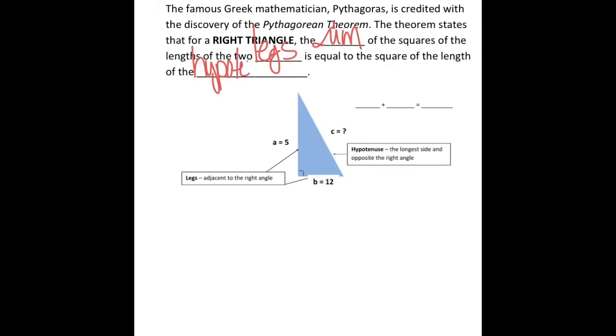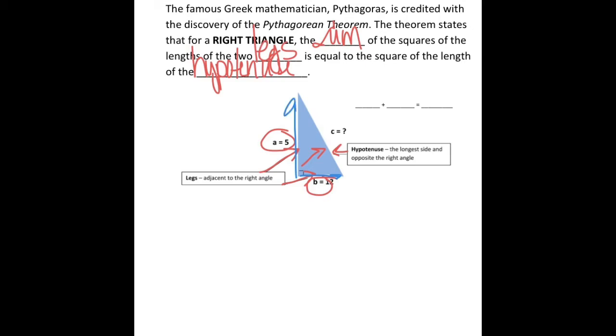Now it's important that you know which sides of the right triangle represent the legs and which represent the hypotenuse. The hypotenuse is the longest side of a right triangle, and it is always opposite the right angle. The legs are the two sides that are adjacent. Adjacent means next to the right angle.